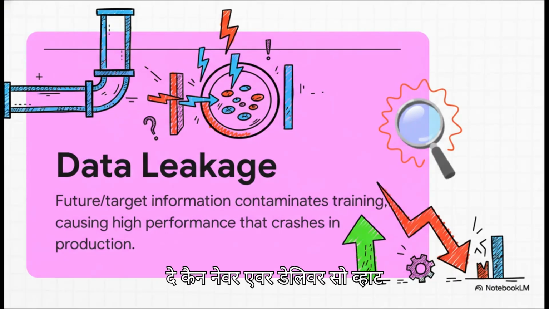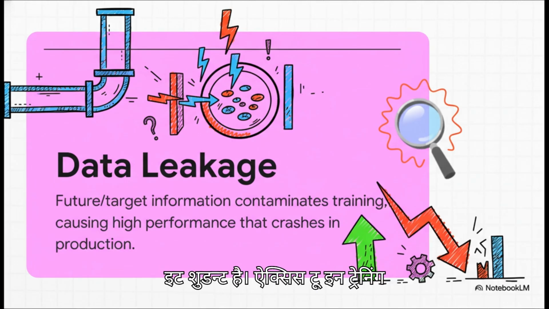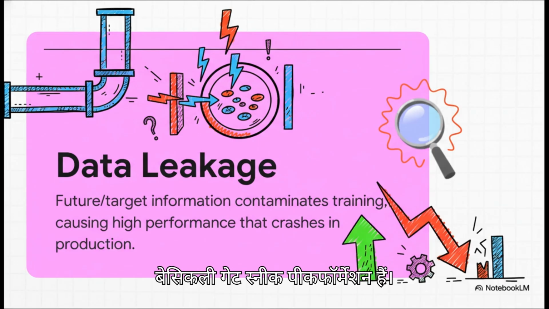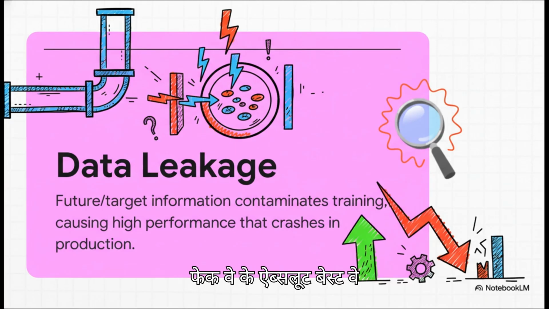So what is it, really? Well, data leakage happens when your model accidentally learns from data it just shouldn't have access to during training. It basically gets a sneak peek at information that won't be around when it matters most, which inflates its performance in a completely fake way.